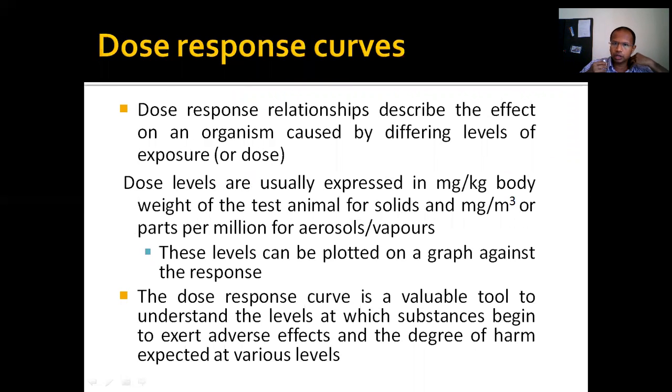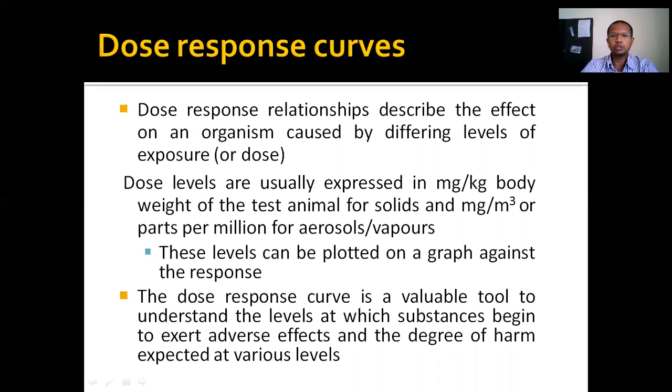So dose response relationships describe the effect on the organism caused by different levels of exposure. That means we slowly increase the dose. That is like an arithmetic progression, like 2, 4, 6, 8, 10. Otherwise, we can take it in a geometrical progression, that is 2, 4, 8, 16. That's how we determine the responses.